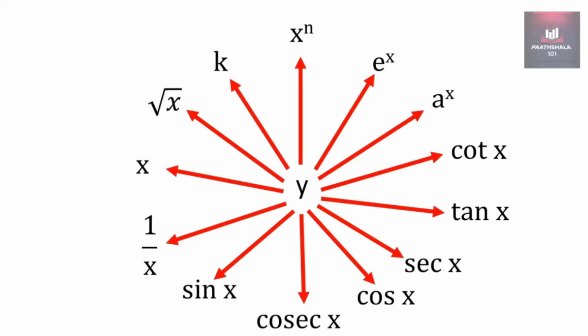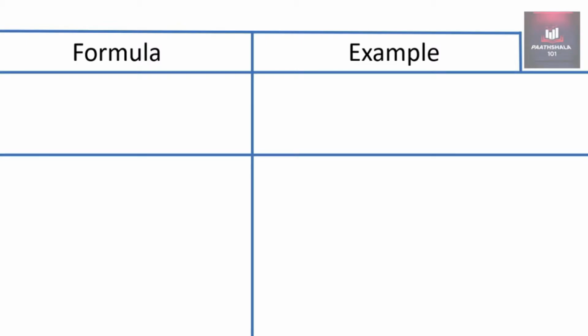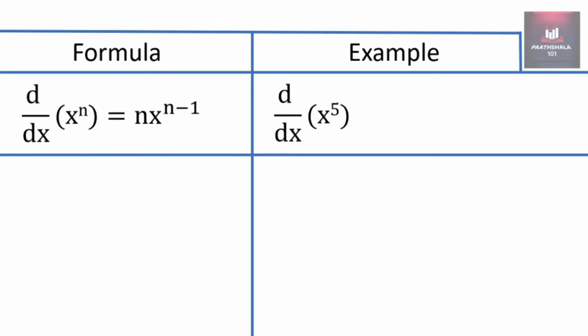Now, as y is a function of x, it can take various forms such as e raised to x, a raised to x, sin x, cot x, tan x, 1 by x, root x, and so on. So, we will understand the derivative of each of these functions. To begin with, the derivative of x raised to n is n x raised to n minus 1. So, the derivative of x raised to 5 will be 5 x raised to 5 minus 1, which is 5x raised to 4.